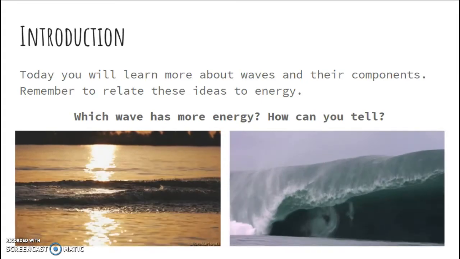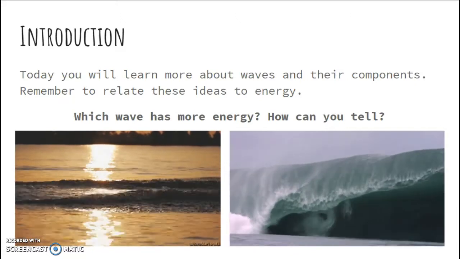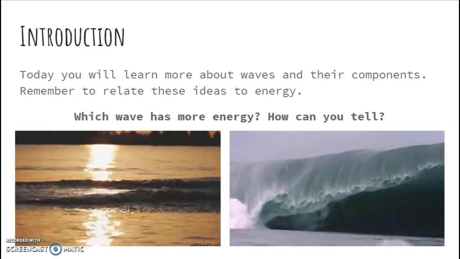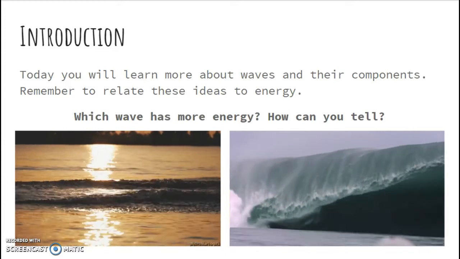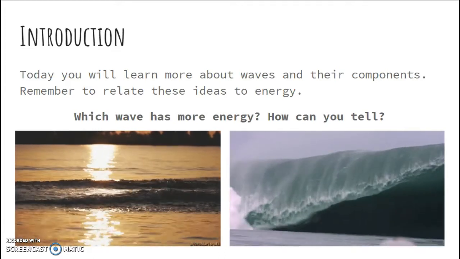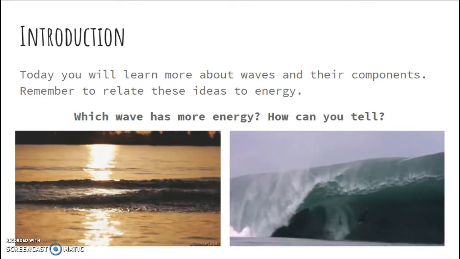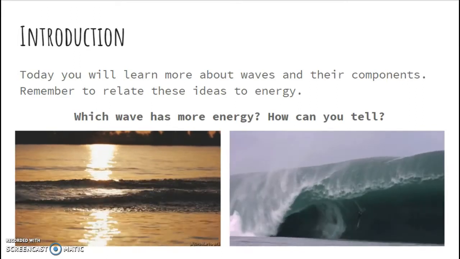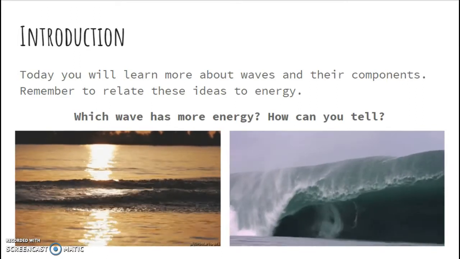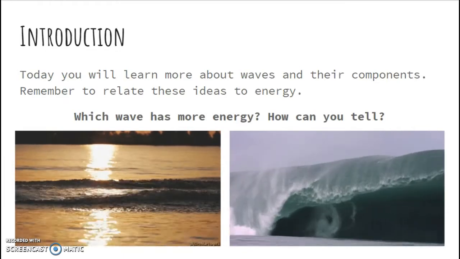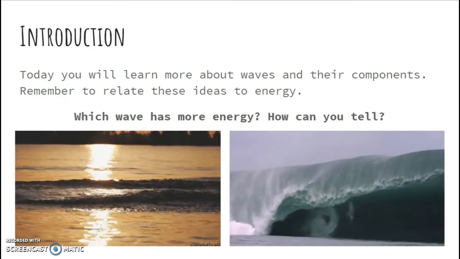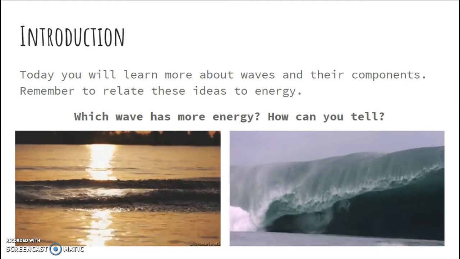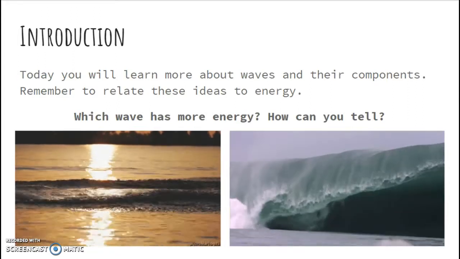The wave on the left is on a very calm day, and you can see that the wave height is not that great. You have little waves coming, but the water isn't moving that much. When you look at the wave on the right, you see a large wave height, big crests, giant pieces of foam, and a surfer actually riding on the wave. So thinking about it, which wave has more energy? The wave on the right has a lot more energy because it can move so many more particles. Now we're going to learn specifically what the parts of this wave is called and how it can impact the energy.